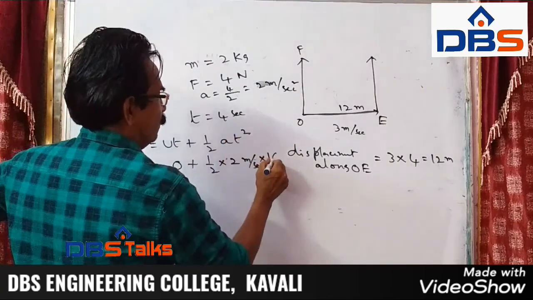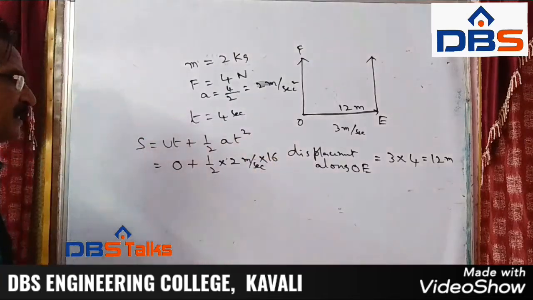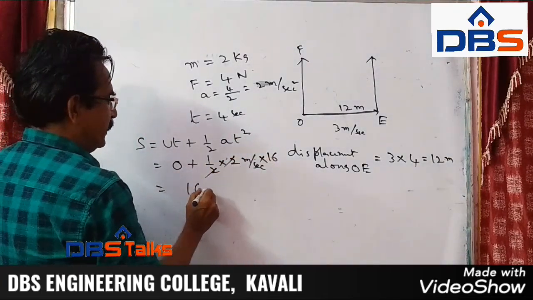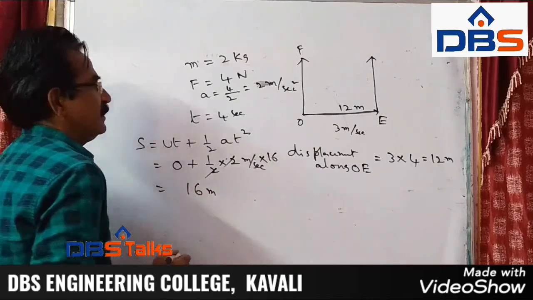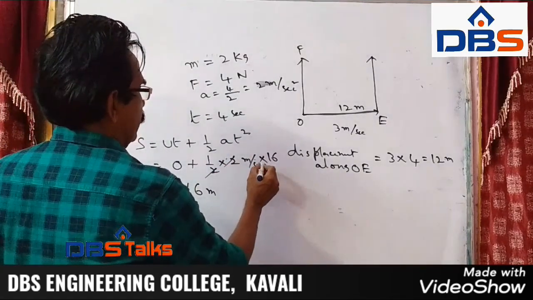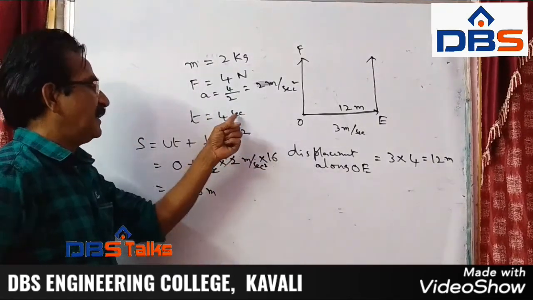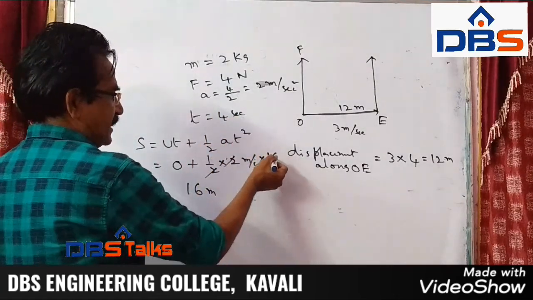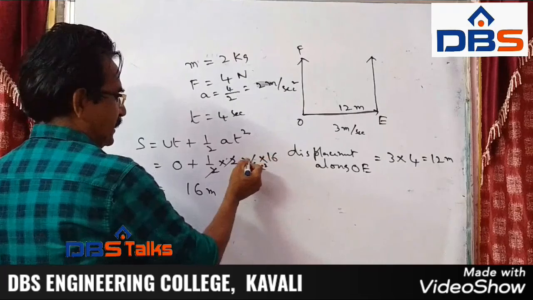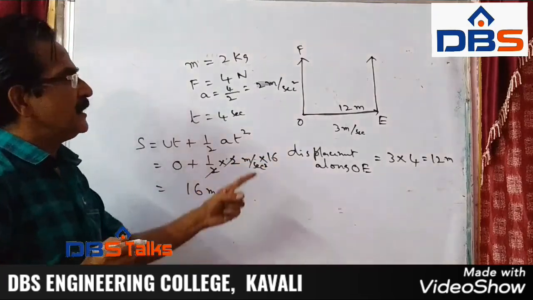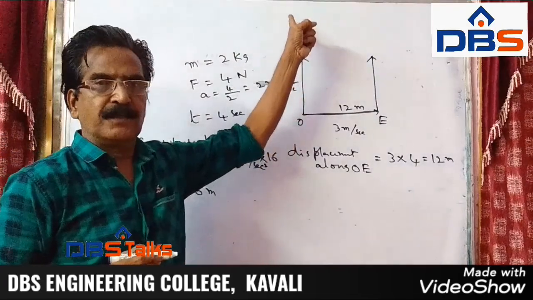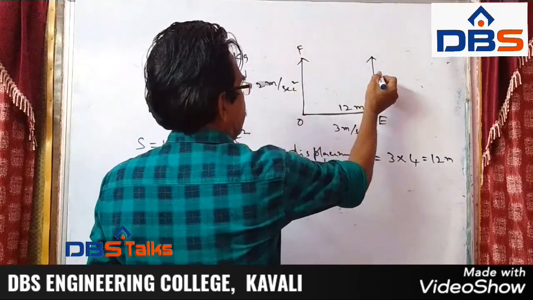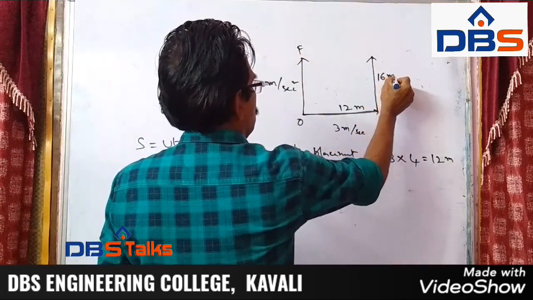So half a t square, with t equal to 4 seconds. 2 gets cancelled. So 16 meters, with 2 meters per second squared, and second square gets cancelled. So 16 meters will remain. So the displacement along OF is equal to 16 meters, or you can take 16 meters this side also.